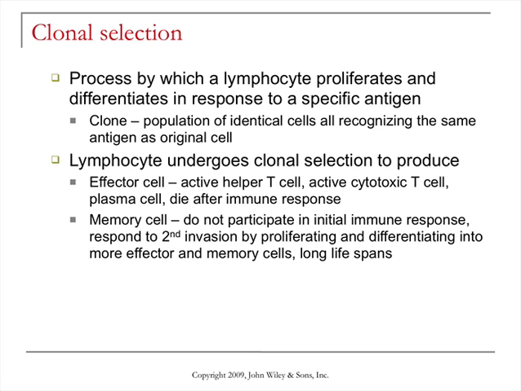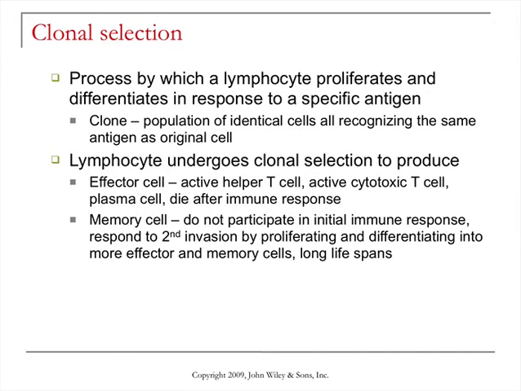The other type of cells that are produced from clonal selection are called memory cells. These cells don't participate in the initial immune response, but rather they'll respond during the second and subsequent invasions of that same antigen. And when these memory cells respond, they proliferate, divide over and over again, and differentiate in order to make more effector cells and more memory cells. And they have long lifespans.